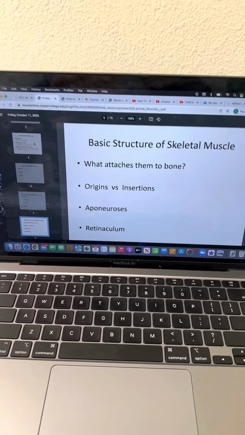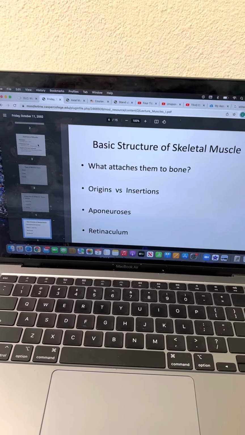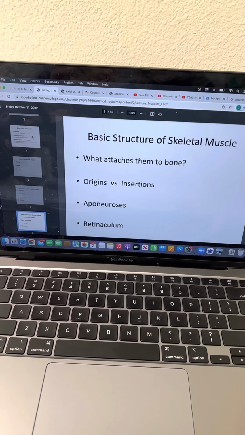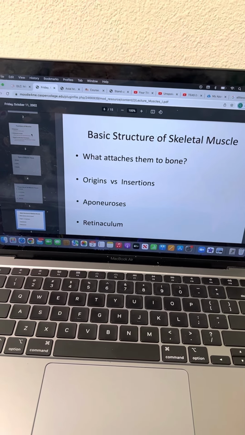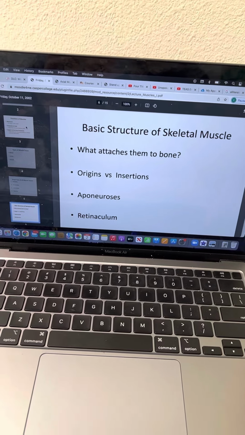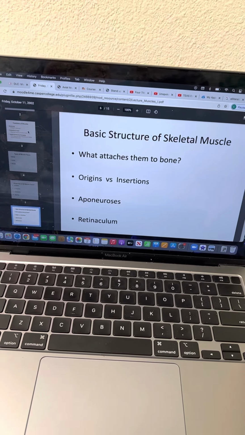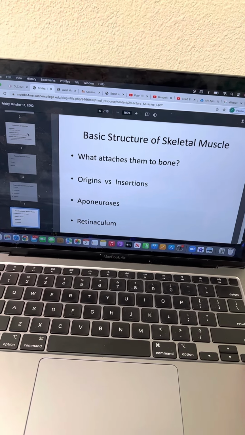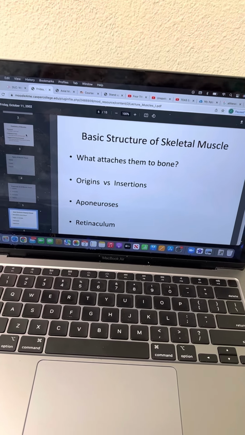Basic structures of skeletal muscle. What attaches them to the bone? Origin is the proximal attachment, versus insertion, which is the distal attachment.